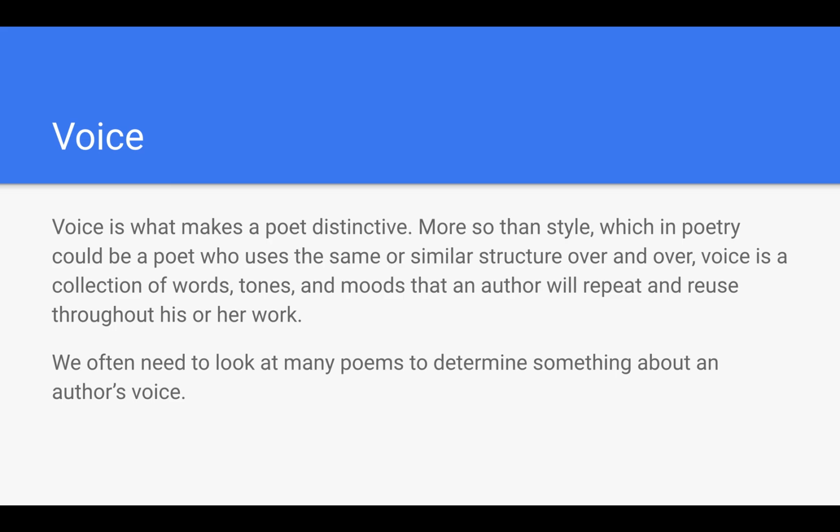So how do I do that? Well, I look up other poems by that poet and see, are there some similarities in how this poet is writing? Shakespeare, for example, is going to have a lot of similarities because he's going to use the same structure over and over and over again. He's going to use a lot of the same ideas and moods, etc. And he's going to use a lot of repetition throughout his work, and that's going to help us understand something about the author's voice.